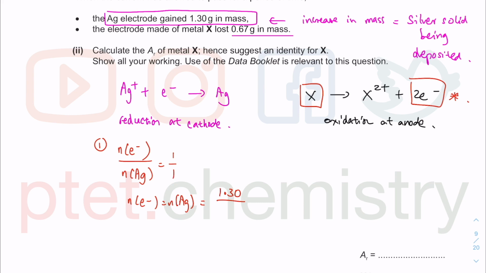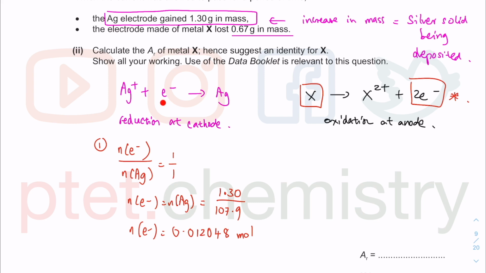So straight from your periodic table, Ag is 107.9. So the mole of electrons is equal to the mole of silver. So 1.30 divided by 107.9, I get 0.012048 mole. And then we know that all the electrons are going to go to the other side.